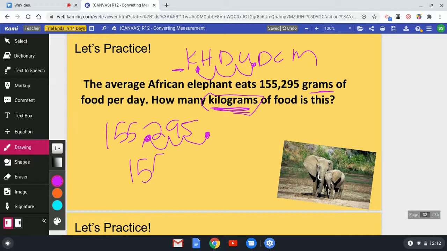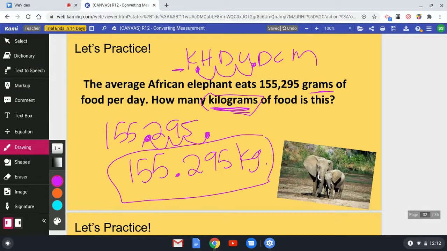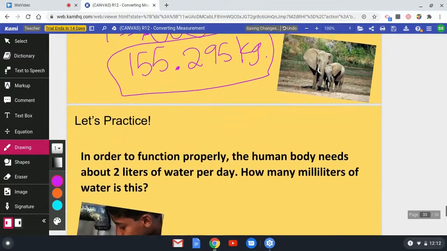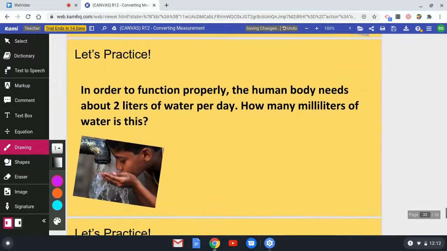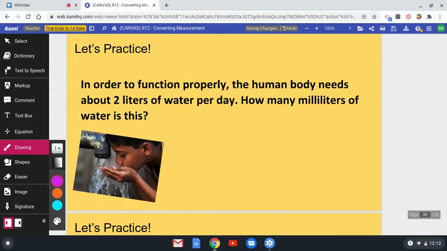So kilograms, 155.295 kilograms. Woo! We're almost there, guys. Stay with me. I told you this one was going to be a little bit long. Try this one on your own.